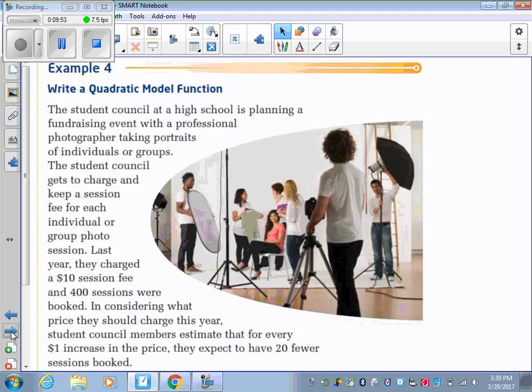So here we have a student council. They want to make some money. Last year they did photos and they charged $10 for each fee, and there were 400 sessions booked. So now they're trying to see if they could do better. They wonder what they should charge this year to still maximize the revenue. And they've discovered that as they increase the price by $1, they expect to have 20 fewer sessions booked. Okay? So there's a lot going on in this question.